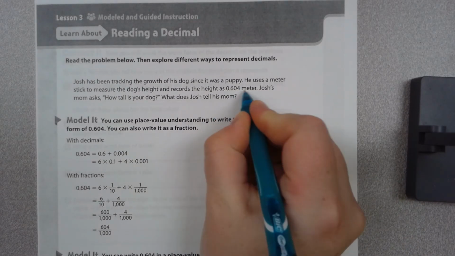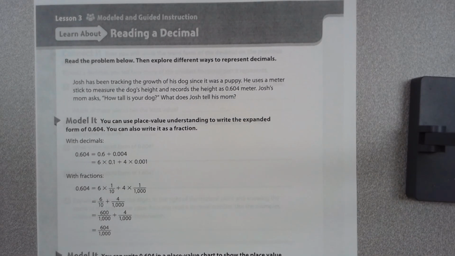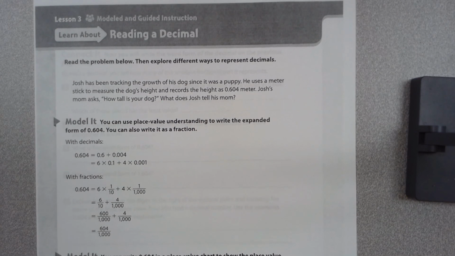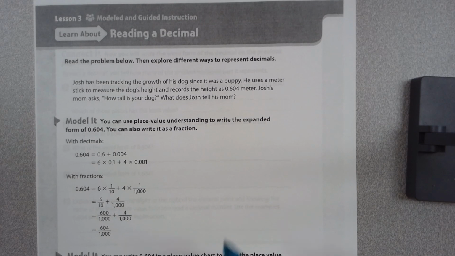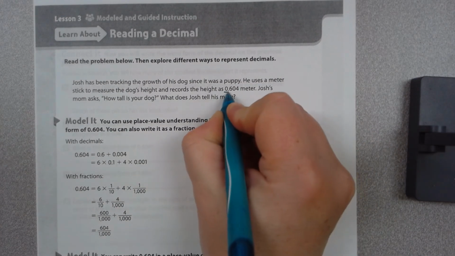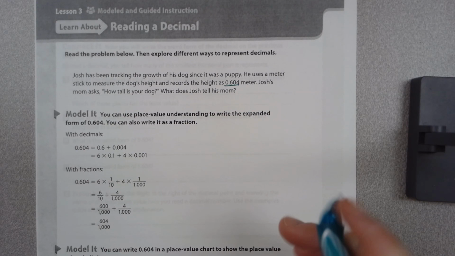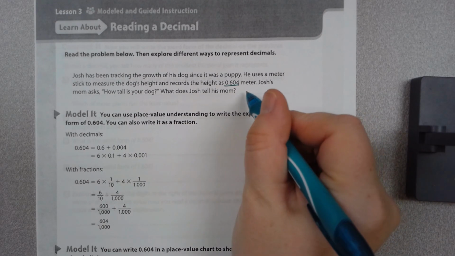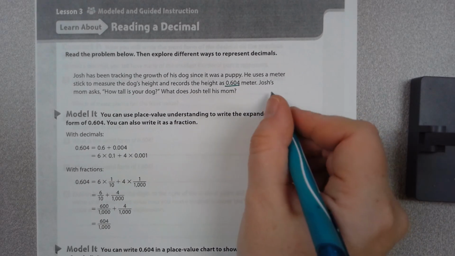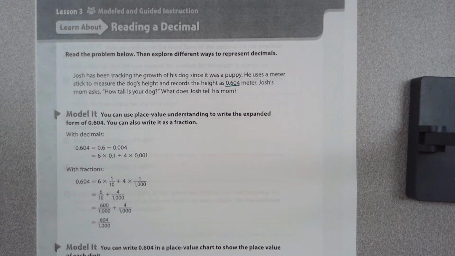So, just to give you an idea, a meter is very close to a yardstick size. So, if you wanted to get in your head, a meter's about 3 feet. And his puppy, it's not even a full meter. Okay? So it's a normal sized dog. Now, we're going to look at how Josh could tell his mother.